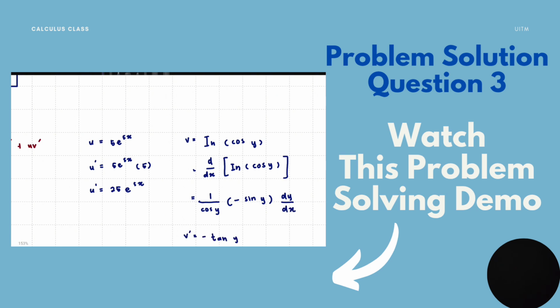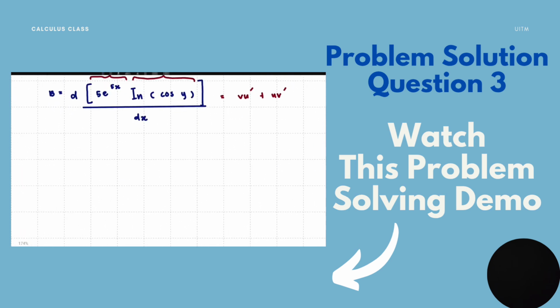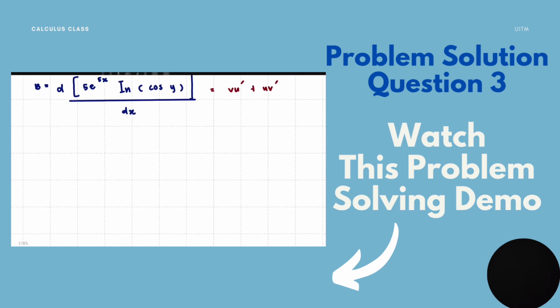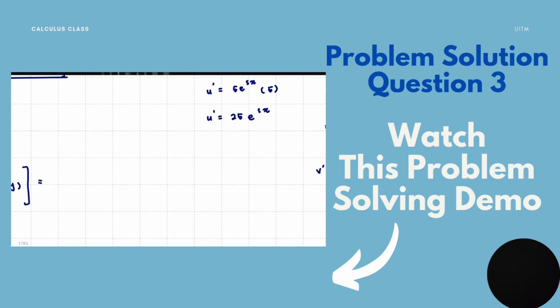we write d over dx of ln cos y in brackets. Then we have to bring the cos y to the front and d over dx to the back. So we get the answer: 1 over cos y, negative sin y, times dy over dx.